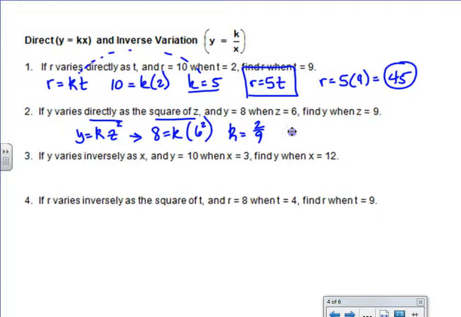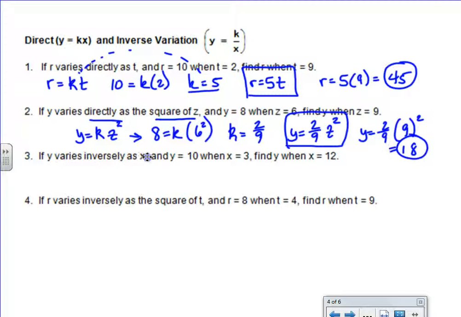And then my next step is to go back to my general equation, substitute in the known k value now, and then y and z will stay as variables for now. That's the equation. Now it says find y when z is 9. So y would be 2/9, and then if z is 9, let's see, that's 81 divided by 9, 18, I believe. Sorry if I'm screwing up in my mental math.